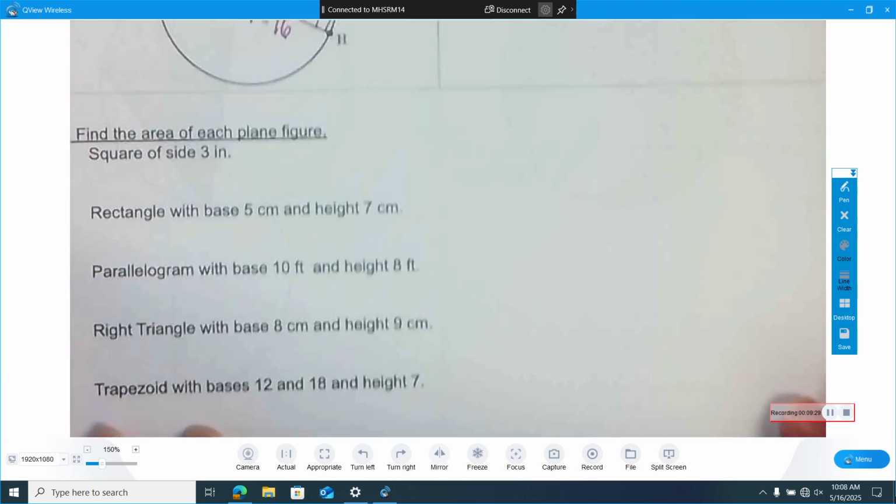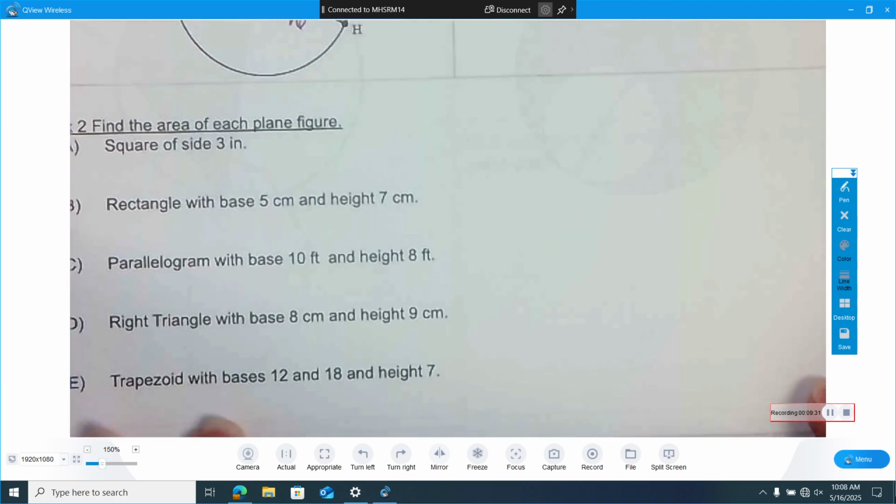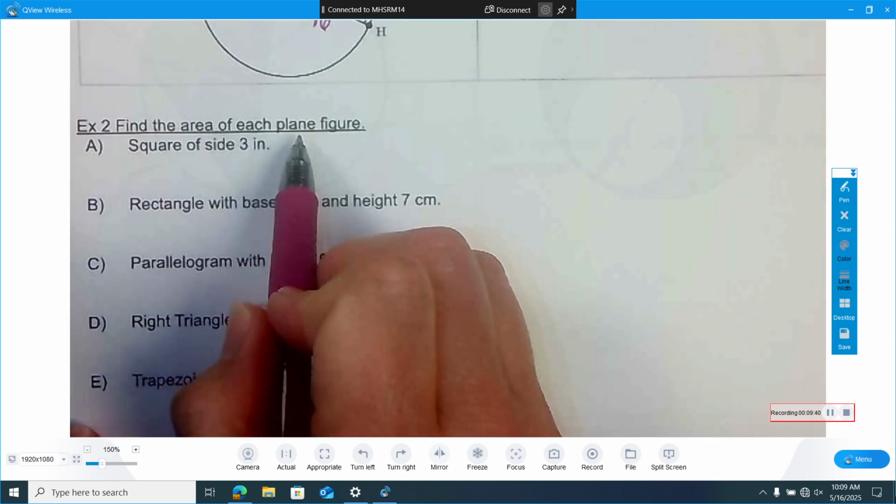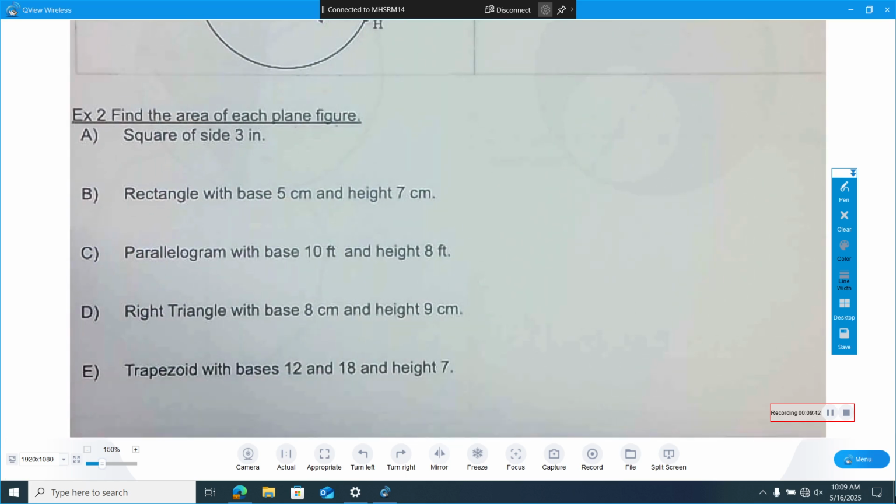Now, example 2 is review. Evidently, you have learned these things before. You need to write down these formulas because you're going to need them. Find the area of each plane figure. A plane figure is a 2-dimensional figure. These are common figures that you've had growing up.